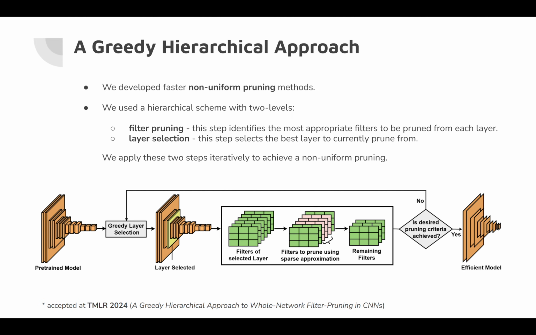We designed a faster non-uniform pruning method using a hierarchical scheme with two levels, where the first step is to find the most appropriate filters to be pruned from each layer, and the second step is to select the best layer to currently prune from. These two steps are applied iteratively for non-uniform pruning.